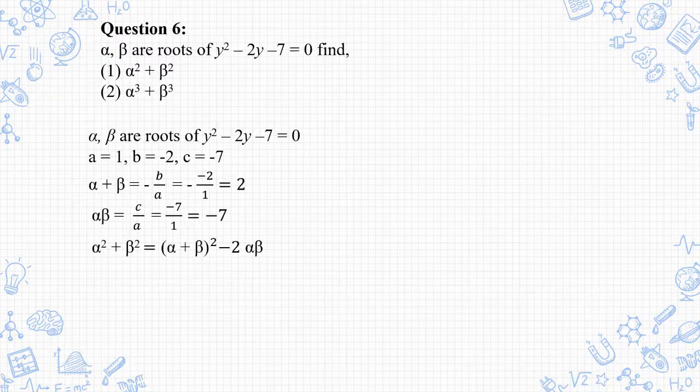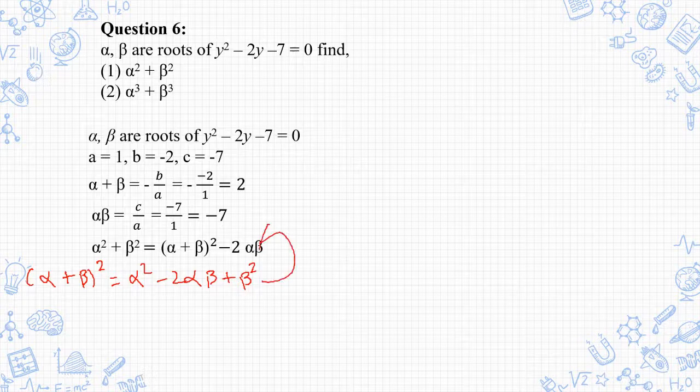Now we know the formula alpha square plus beta square is equal to (alpha plus beta) whole square minus 2 alpha beta. So here we are using the formula alpha plus beta the whole square. We know this formula. This will be alpha square plus 2 alpha beta plus beta square. So this formula, when we rearrange, we get this portion. So we know alpha plus beta is 2. So we substitute here, it will be 2 square minus 2 times alpha into beta, which is minus 7.